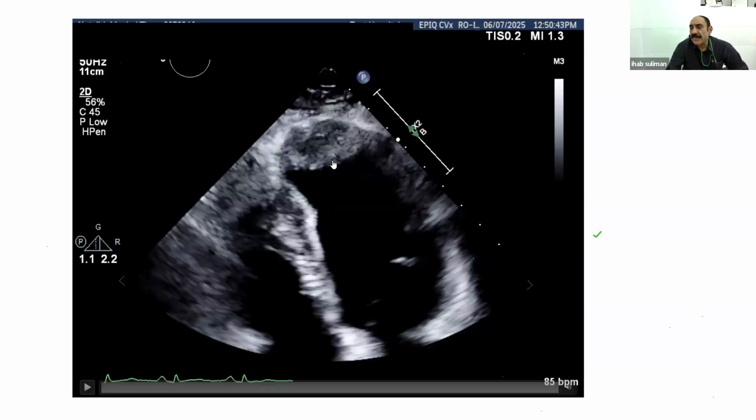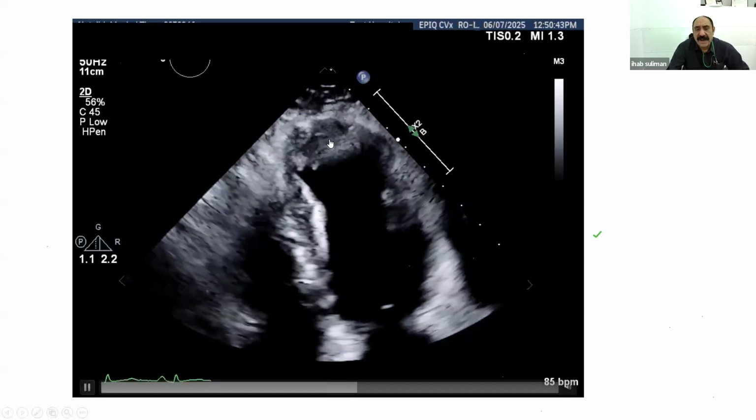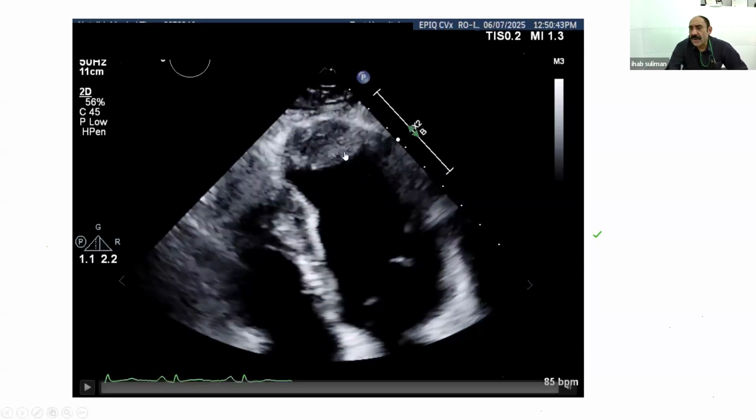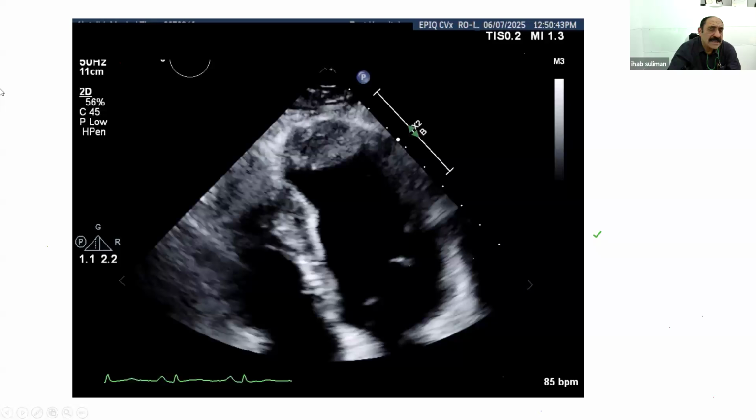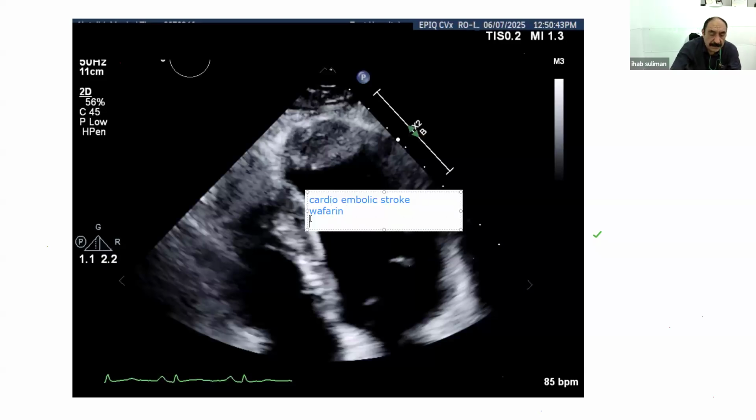This is one of the complications that can occur after an MI, and this clot can easily go to the brain and cause what is known as a cardioembolic stroke. So the patient needs to be on warfarin, or apixaban, or maybe warfarin first and then apixaban. That is a good choice for such a patient.